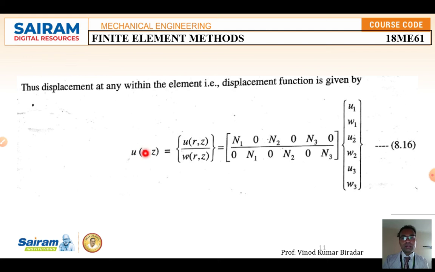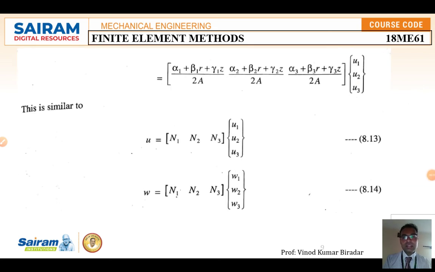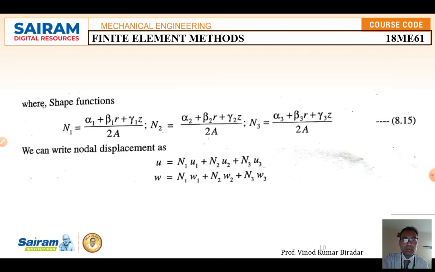Okay, so this is the final equation you want to derive. Okay, here the main thing you need to calculate, that is you have to remember these n1 n2 n3 values. Okay, so n1 is nothing but alpha 1 plus beta 1 r plus gamma 1 z whole divided by 2a. So here r is nothing but r1 plus r2 plus r3 whole divided by 3, because 3 nodes are there. Okay, so this you have to remember, these are called the shape function. This formula you have to remember for solving the numerical problems, that is formula number 1 2 3. So n1 n2 n3. Okay, so this you have to remember.